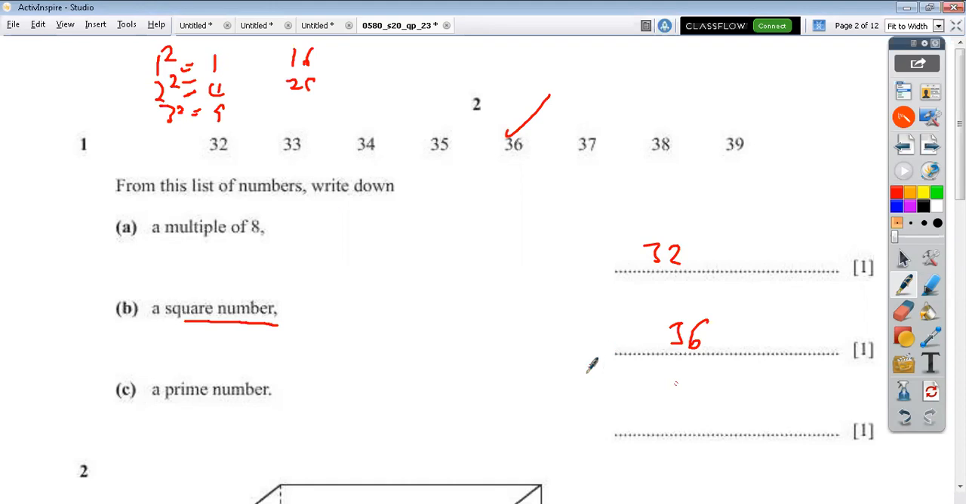A prime number is a number divisible by 1 and itself only. Is this a prime number? 37. Okay, whatever.